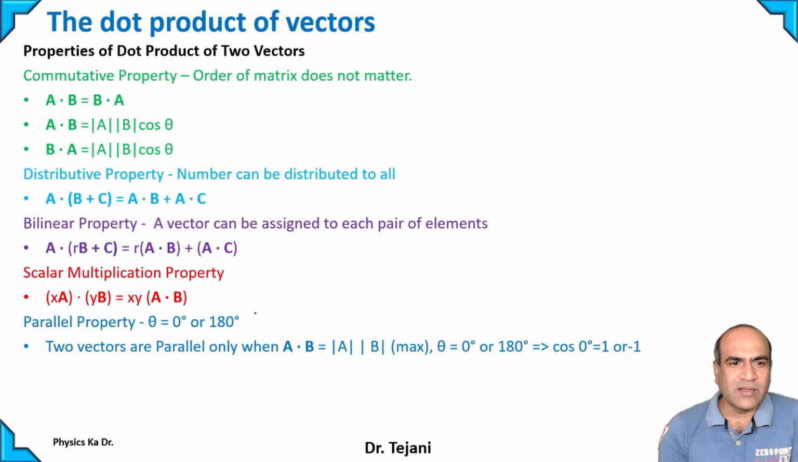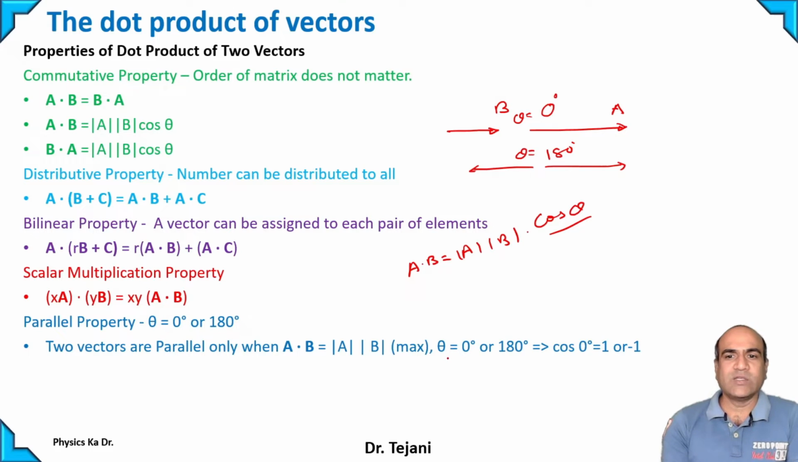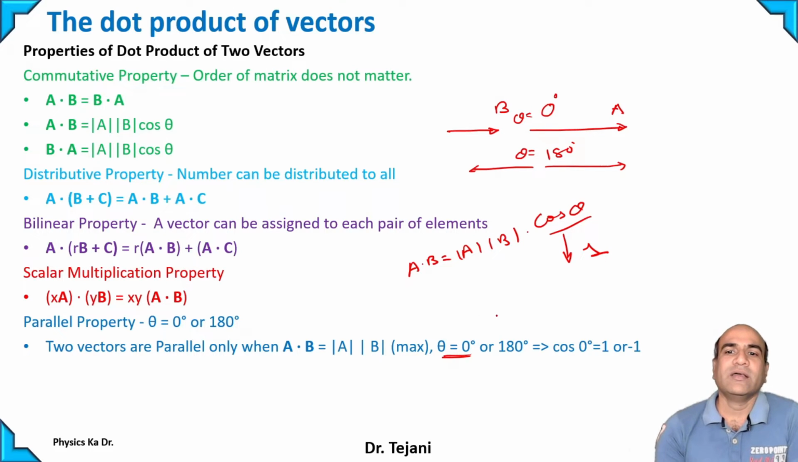And then next is parallel. If two vectors, for example A and B, are parallel vectors, this is A, this is B. Two possibilities are there. Either it can have 0 angle, or here it is 180 degree angle. Theta is 0, theta is 180. So we know the equation A dot B is equal to mod A mod B cos theta. So when theta is equal to 0, cos theta is equal to 1, and in this case A dot B gives maximum value.